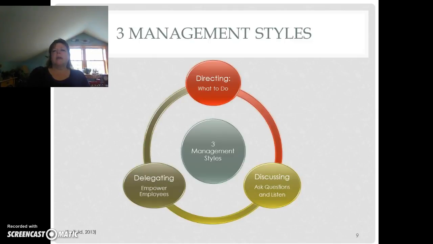Let's get into some of the styles that you'll need to use with your associates. So there are 3 basic management styles. Directing, that's the what to do. Discussing, ask questions and listen. And then delegating, it's really empowering your associates to take on actions themselves. So let's talk more about what these mean.